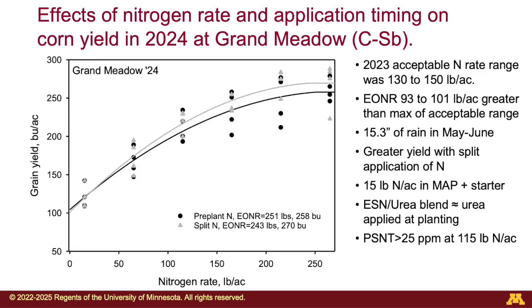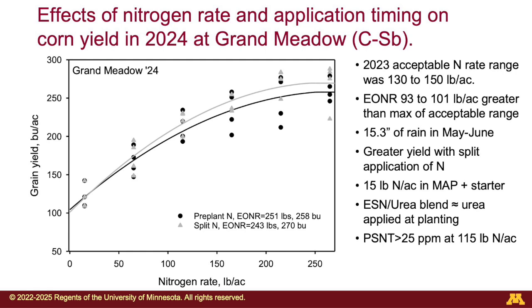Now we'll go to 2024. Most of you are going to remember this year was recognized for probably one of the wettest growing seasons in southern Minnesota history, especially in June and late May and early July. This is the Grand Meadow site. We had 15.3 inches of rain in May and June.